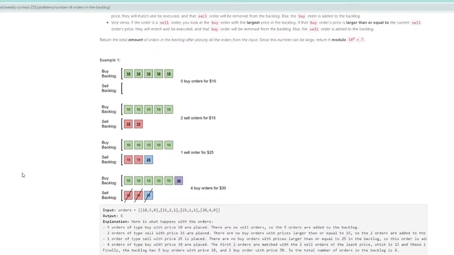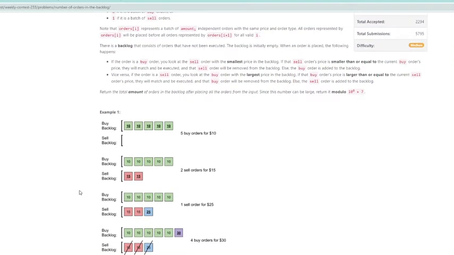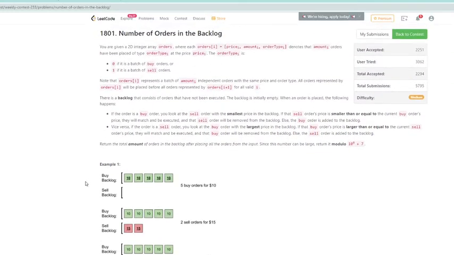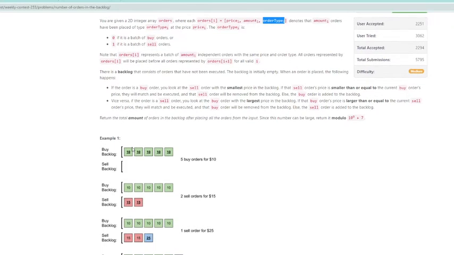So the input is an array of orders wherein each order consists of three elements. The first one is the price, as given in the question. The second one is the amount, and then the order type, right? So here they have given us an instruction. We need to perform those steps or those instructions on our orders and get to the solution, right?